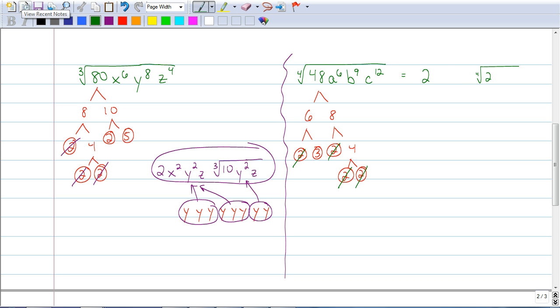So now let's look at your variables. 4 goes into 6 1 time with a remainder of 2, so 2 remain under the radical. 4 goes into 9 for the b 2 times with a remainder of 1. And lastly, 4 goes into 12 3 times with nothing remaining. So there would be your answer for that example.